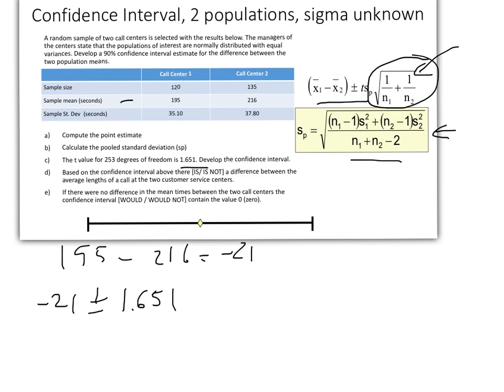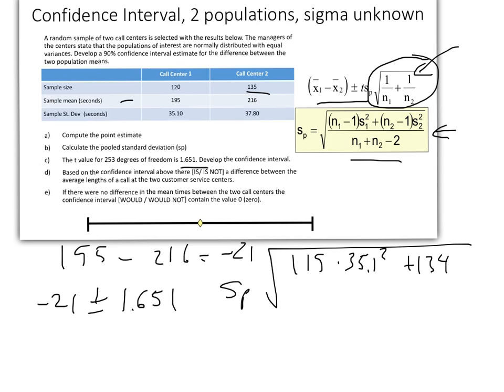So our S sub p is going to be the square root of n1 is 120, so 120 minus 1, so 119, times 35.1 squared, plus 134 here now times 37.8 squared, over 120 plus 135 minus 2. And remember, that's also the degrees of freedom calculation there.